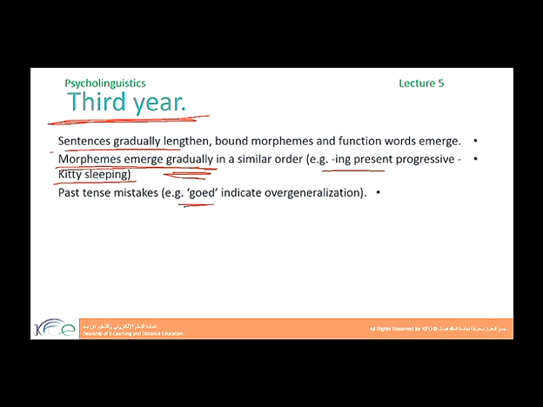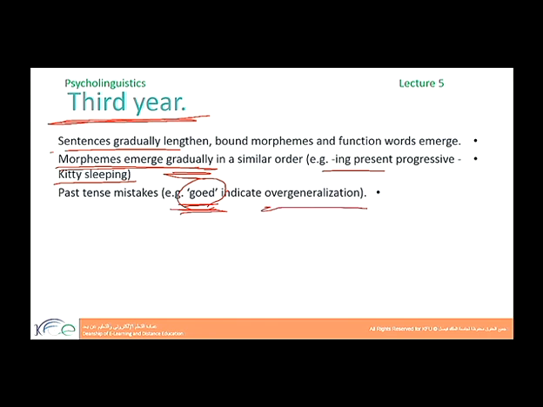Sometimes we have things like goad. So instead of saying went, the child would say goad. And I talked about that. What is that? Can you explain why children produce words like goad? Well, it's because this is an acquisition strategy, as we said in that lecture. So this is an acquisition strategy.